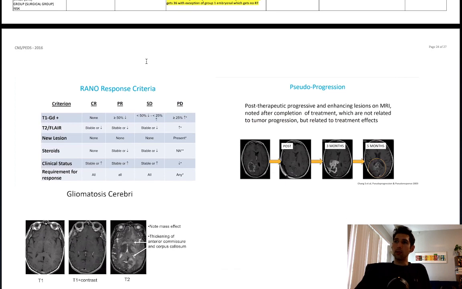So again, these are the RANO response criteria, looking at T1 gadolinium, T2 FLAIR, new lesions, role of steroids, clinical status, requirement for response. Pseudoprogression refers to post-therapeutic progressive and enhancing lesions on MRI, noted after completion of treatment, which are not related to tumor progression but are related to treatment effects. This just shows gliomatosis cerebri with mass effect and thickening of the anterior commissure and corpus callosum. This is not operable, and this would have to be treated differently.